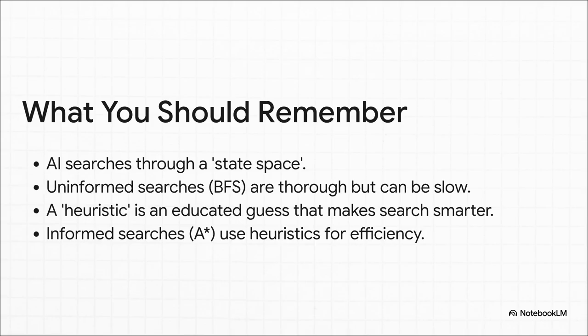So let's just quickly recap. AI solves problems by searching through a state space. Uninformed searches like BFS get the job done, but they can be super slow. The game changer is the heuristic, that educated guess that makes the whole process smarter. And that's what lets informed searches like A-star find the best solutions so efficiently.